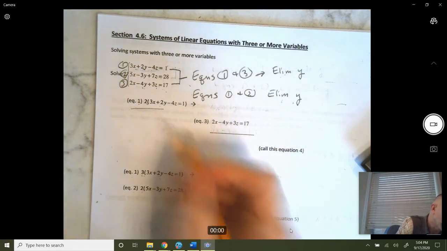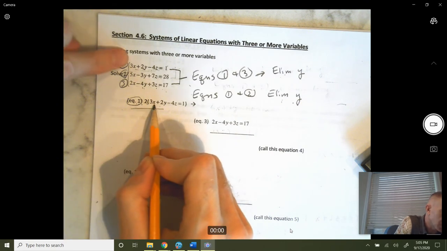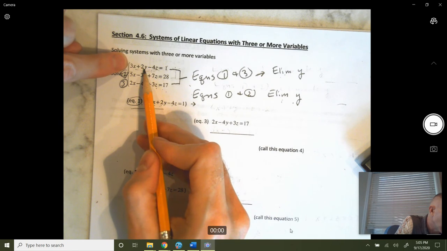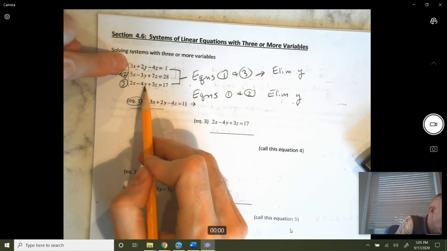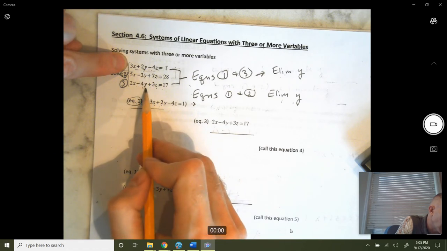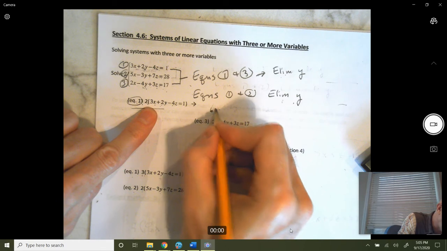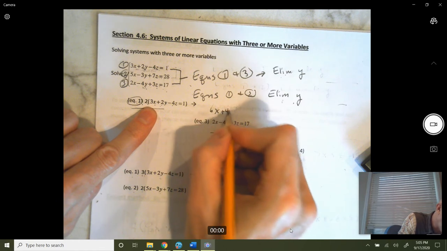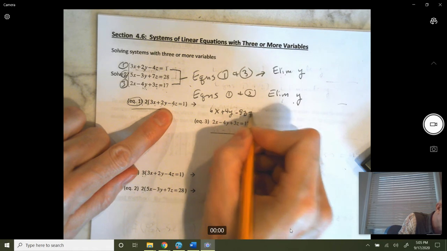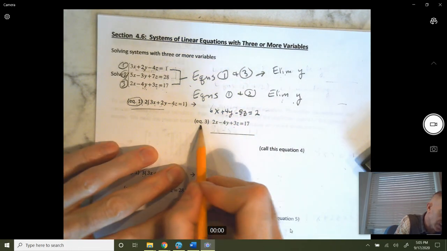Okay, so we're going to take the first equation, equation 1, which was 3x plus 2y minus 4z. We multiply that one by 2 and leave this one alone. The 2y will become a 4y, and then it'll cancel with the negative 4y. So multiplying the first equation by 2, we get 6x plus 4y minus 8z equal to 2. I tried to line up the x's, y's, and z's with equation 3.